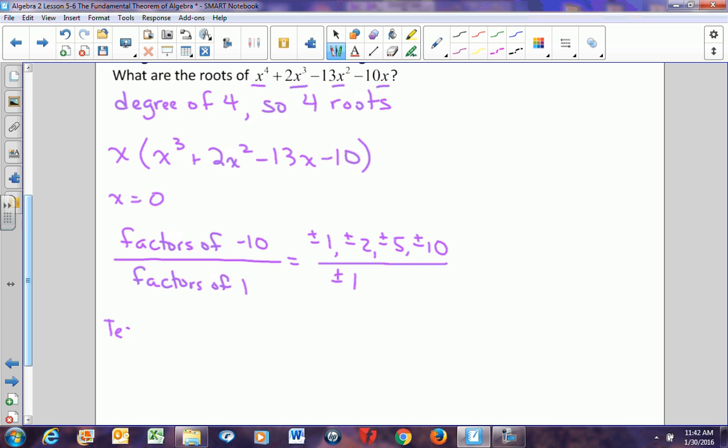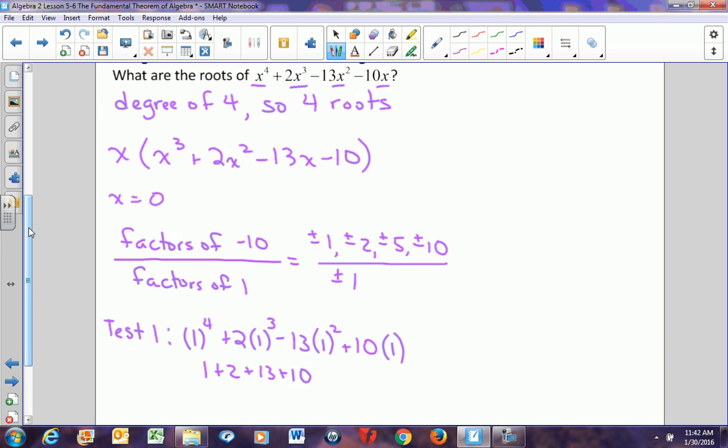So I'm going to test 1. I'm going to have 1 to the 4th plus 2 times 1 to the third minus 13 times 1 squared plus 10 times 1. So that gives me 1 plus 2 minus 13 plus 10, not minus 10.